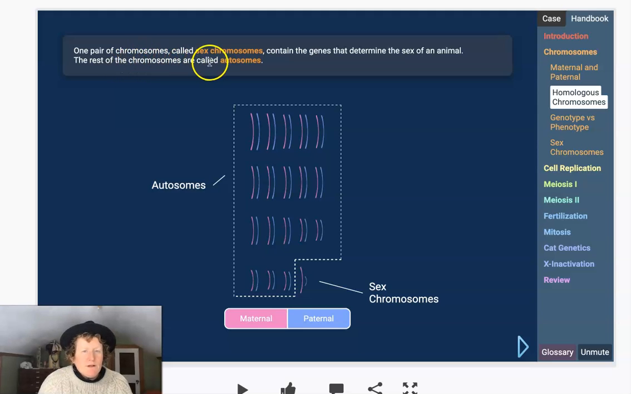One pair of chromosomes called sex chromosomes contain the genes that determine the sex of an animal. The rest of the chromosomes are called autosomes. So sex chromosomes are this pair, and the rest are autosomes. They're for the body. They're not for the reproductive structures.